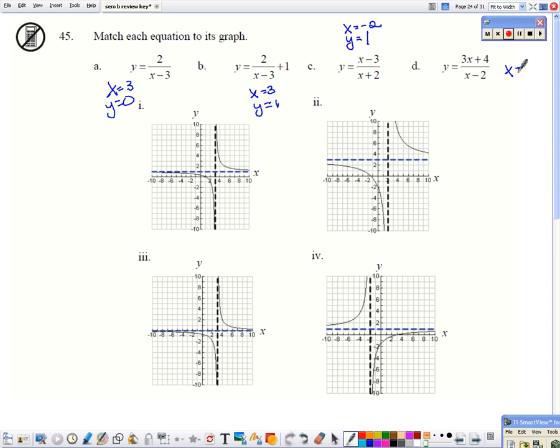Same thing here. 2 makes the denominator 0. The degrees are equal, so my horizontal asymptote is at 3, 3 divided by 1. So let's see. This is 3 and 1, so that's B. This is at 2 and 3, so that's D. This is at 3 and 0, so that's A. And this one, let's make sure it's C. Negative 2 and 1, that's C.